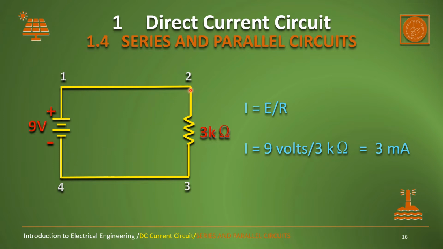and since point 2 is common to point 1 and point 3 is common to point 4, we must also have 9 volts between point 2 and point 3, directly across the resistor. So this voltage is 9 volts. Therefore, we can now apply Ohm's law, I equals E divided by R, to the current through the resistor.